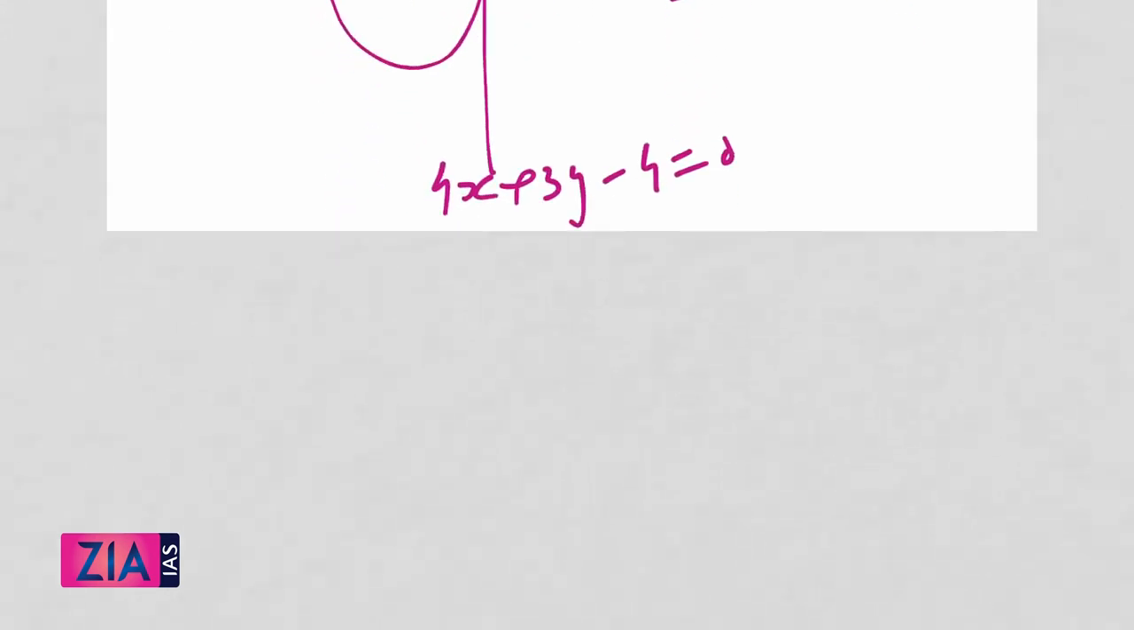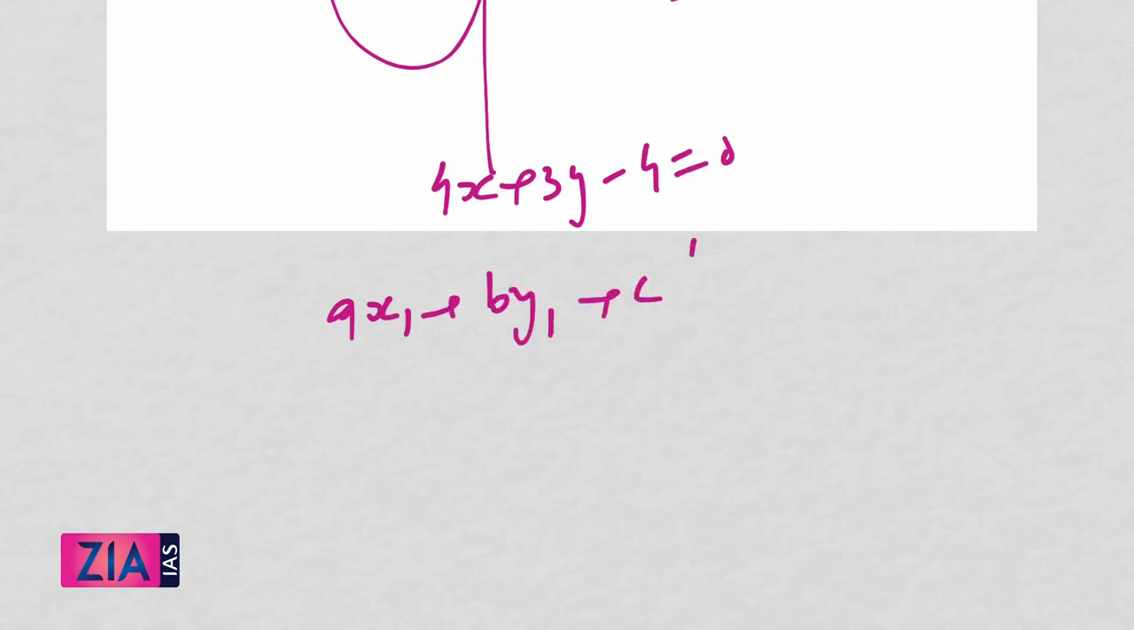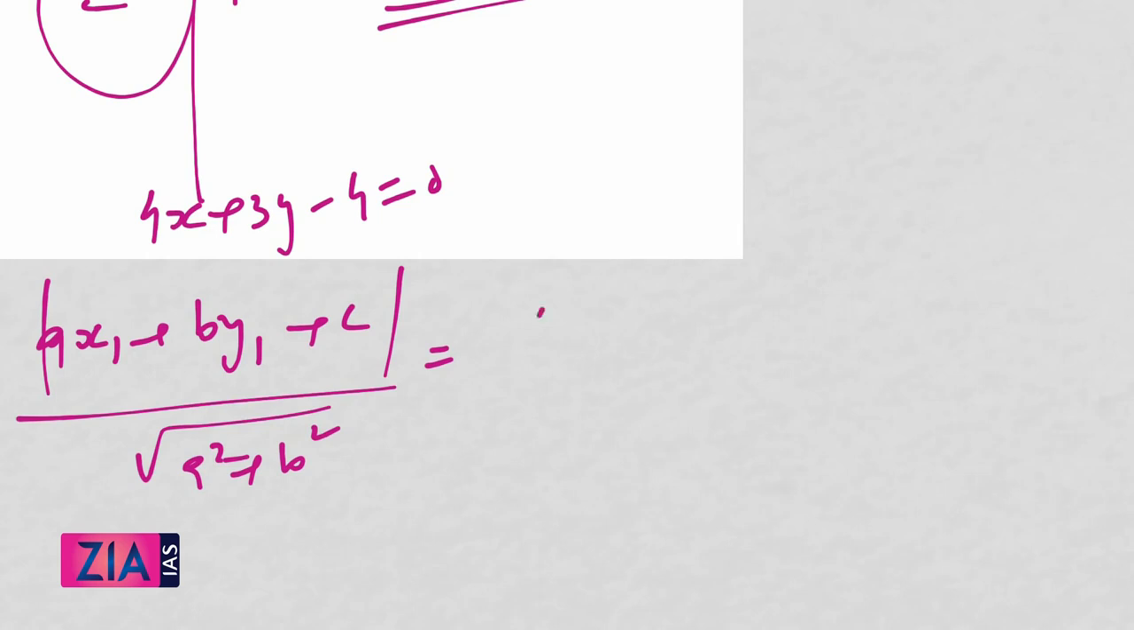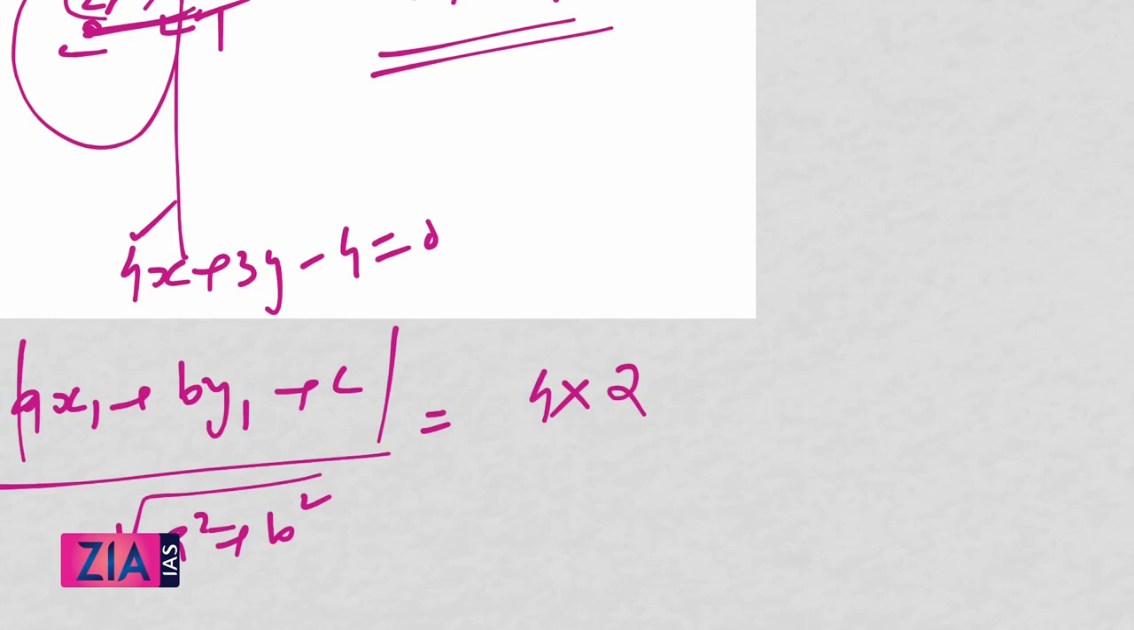So you can straight away apply this one, ax1 plus by1 plus c divided by root of a square plus b square, right? So when you substitute, you will get this distance as 4 into, so your a is 4, into x1, which is given, that is 2, right? Then plus 3 into, that is your b, into y1, which is given, that is 2, minus 4, right?